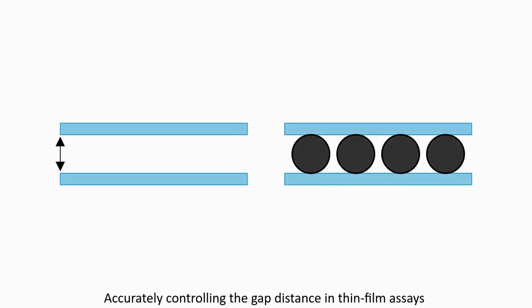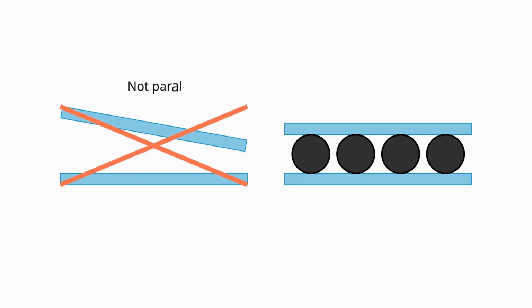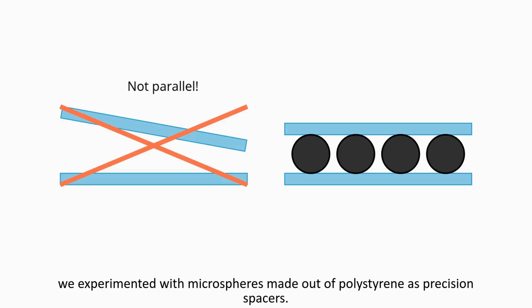In this experiment, we focus on one key factor, the gap distance. Accurately controlling the gap distance in thin film assays is essential for reliable IRI experiments. To achieve consistent and reproducible spacing between two parallel plates, we experimented with microspheres made of polystyrene as precision spacers. So, let's start with how to do the experiment.